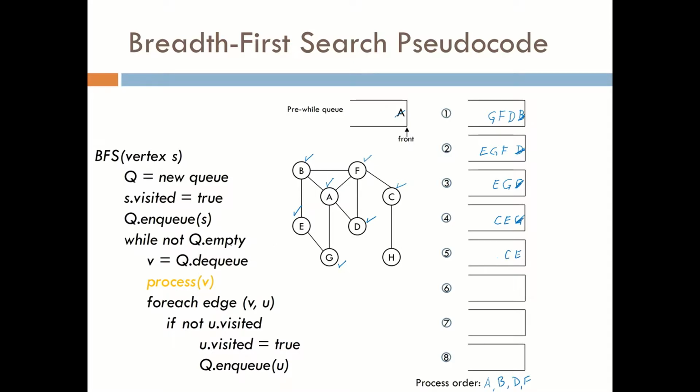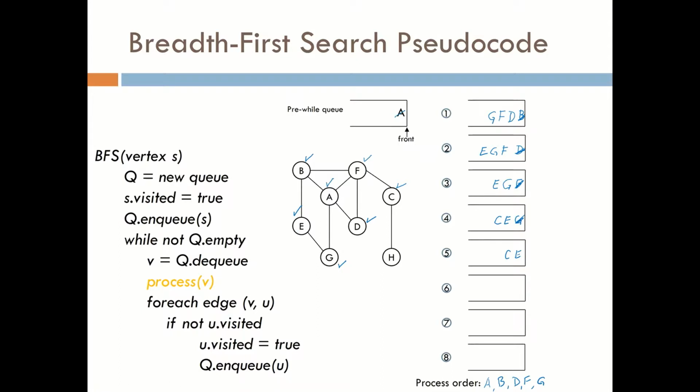in the back. When we DQ G, we have to now process G, and so we will dump that out here. And for each edge that is incident to G, we're going to look and see if there are any unvisited edges, and if there are, we're going to mark them visited and NQ them. Okay, so G is connected to A, it's been visited, and it's also connected to E, that's been visited. So there's nothing else to add to the queue at this point, and so the iteration terminates.